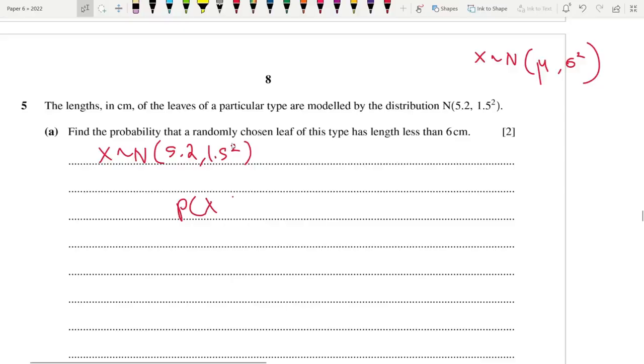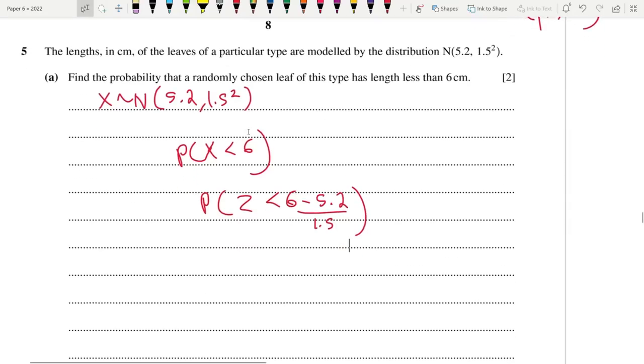Okay, so P(X < 6), right? That's totally fine. What do we need to do? We just need to standardize this. So we can say P(Z < (6 minus 5.2) divided by the standard deviation, which is just 1.5. Remember that it's not the variance. So I standardized it. Now 6 minus 5.2 divided by 1.5 is equal to P(Z < 0.533).